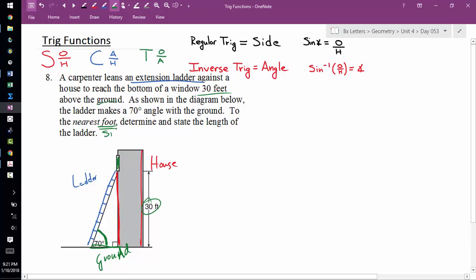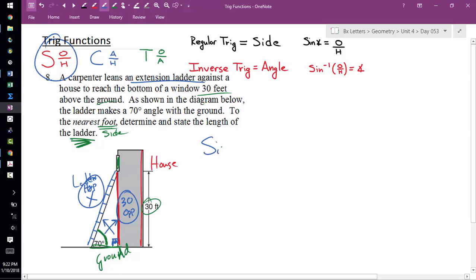So I'm solving for a side. Determine and state the length of the ladder. What we want to know is the length of this ladder. And if I look at my 90-degree angle, that's going to tell me that my ladder is the hypotenuse. The other thing that I have is this 30 feet over here, which is opposite our reference angle. So we got to use a trig function that uses the opposite and hypotenuse.